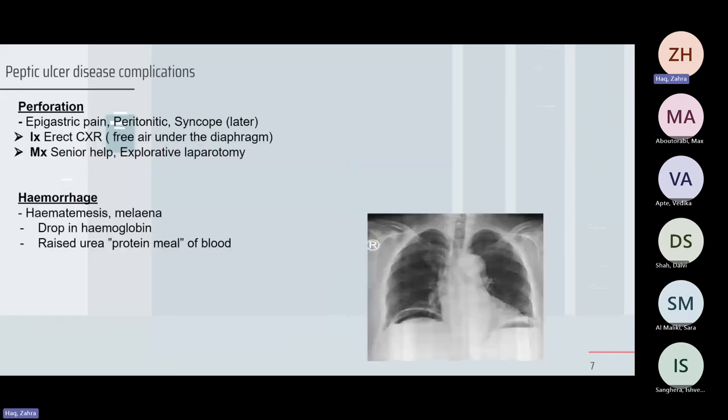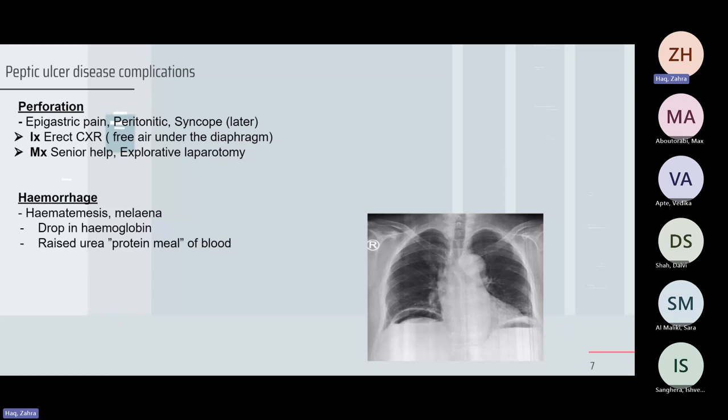So peptic ulcers can have a lot of complications, such as bleeding and perforation. Perforation is basically when the peptic ulcer buries so deep into the stomach lining that it actually causes perforation in the actual stomach lining. The main symptoms of this are epigastric pain, peritonitic pain, which is quite a well-localized pain, and in extreme cases, syncope. It's very important to get an erect chest x-ray, and we can see air underneath the diaphragm in this x-ray here. The management is an emergency management, and normally surgery is integrated somewhere in the management of a perforation.